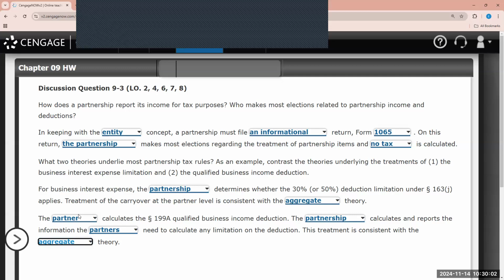Next, we have what's called the entity concept, and this treats partners and partnerships as separate units and gives the partnership its own tax personality. For example, the partnership needs to file an information return that summarizes activities for the year. So this brings us to the end of this question. Again, these are the two different concepts: we have the entity concept, and then we have the aggregate concept.